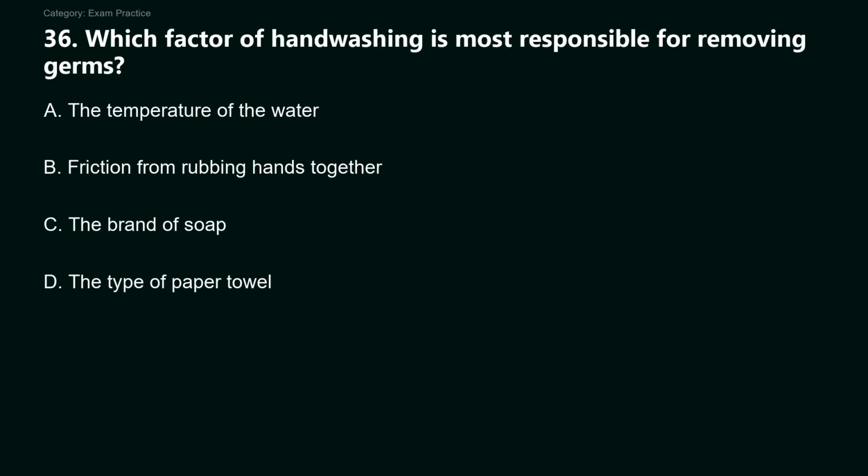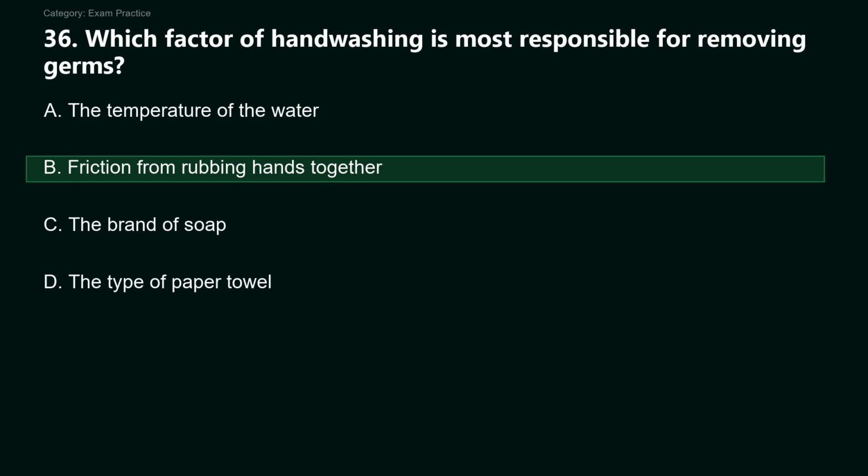Question 36. Which factor of hand washing is most responsible for removing germs? Option A, the temperature of the water. Option B, friction from rubbing hands together. Option C, the brand of soap. Option D, the type of paper towel. The correct answer is option B, friction from rubbing hands together. Friction physically removes pathogens from the surface of the skin.